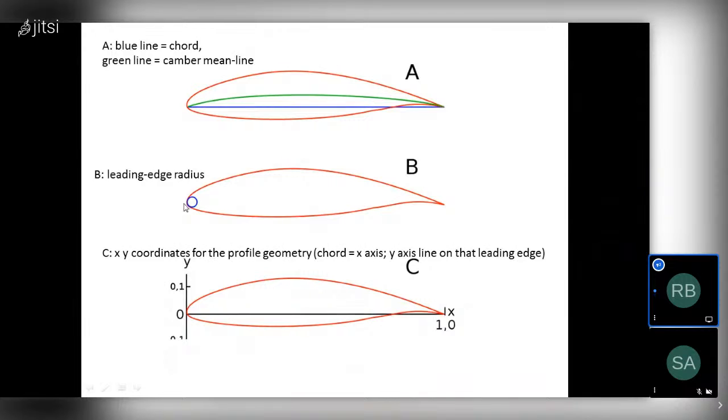And here we have the leading edge radius. This aerofoil is an asymmetrical aerofoil because there is a gap between the mean camber line and the chord line. So that's why we can easily say this is an asymmetrical aerofoil. And here we have x and y coordinates for the profile geometry. The chord is along the x axis, and the y axis is on the leading edge.